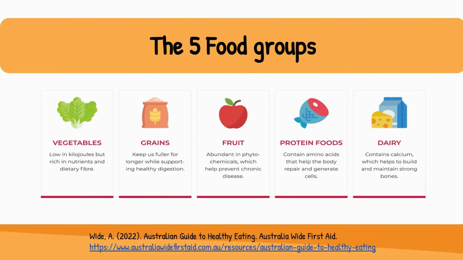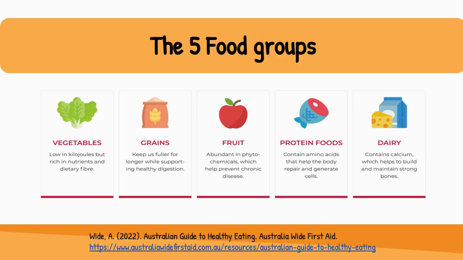First up, we have our vegetables, which contain things like lettuce, cucumbers, and mushrooms. These are great because they are low in kilojoules and rich in nutrients and fiber. Next, we have our grains, which contain foods like pasta, bread, and rice. These help to keep us more full for a longer period of time.